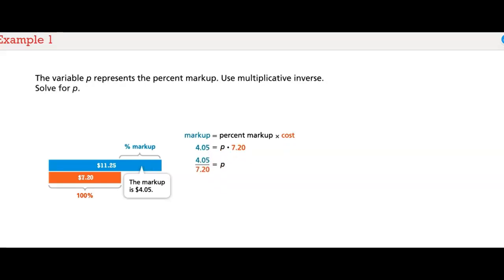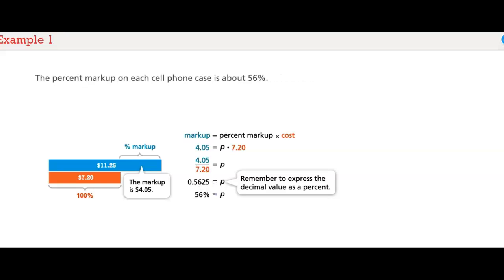Divide each side by 7.20 to solve for P. If we write this fraction as a decimal, and then express that decimal value as a percent, P is about 56%. So, the percent markup on each cell phone case is about 56%.